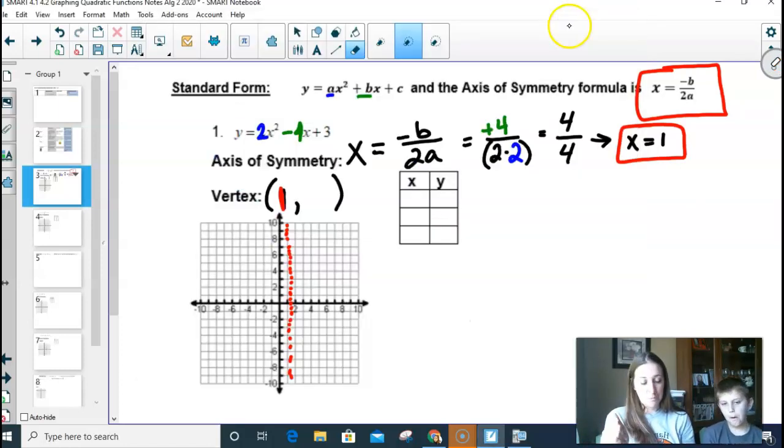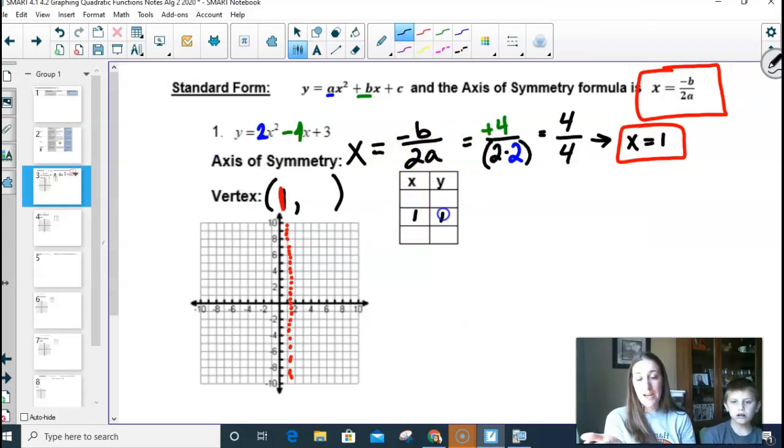So on my table, I saw that the vertex was at 1, 1, and then right above that in the table, we had an ordered pair at 0, 3. And then the one below it, I believe, was 2, 3. So those are the 3 points that I can plot. 1, 1 is my vertex, 0, 3, and 2, 3. Okay, this was supposed to be symmetrical, right?